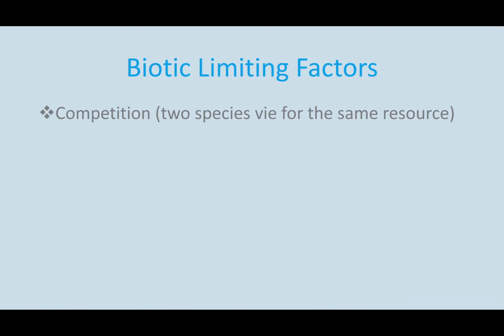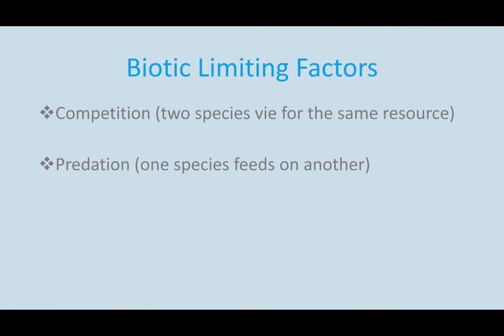But aside from abiotic factors, there are also biotic limiting factors. So these are living limiting factors, and there's going to be 3 of them we're going to look at. So competition is one. So basically 2 species vie for the same resource. So whether it's 2 species fighting for the same food resource or the same kind of land resource or space, that's competition.